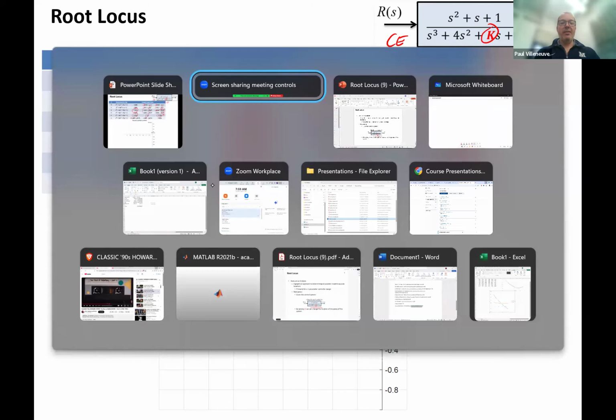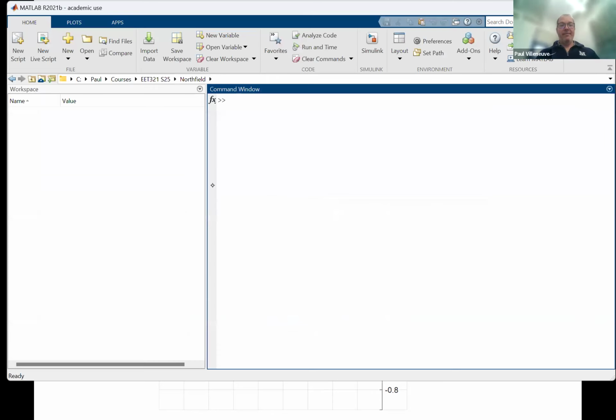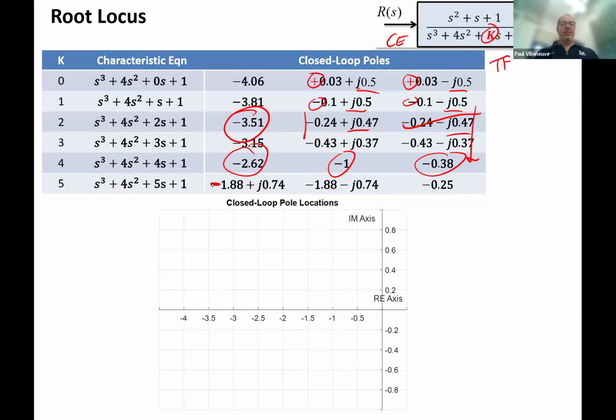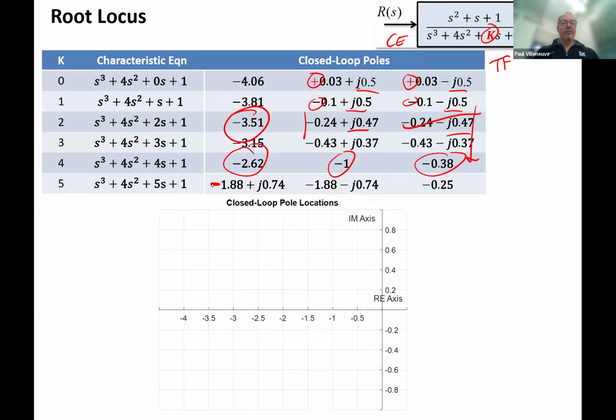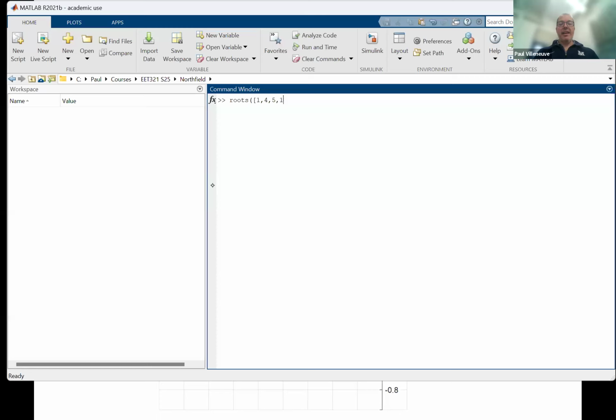You all remember how to do roots in MATLAB? So we just type roots of, and then we put in brackets the numbers. So we have s squared plus 4s cubed plus 4s squared plus 5s plus 1. So we just put the coefficients 1, comma, 4, 4, 5, and 1, close the bracket. And that should be a negative number.